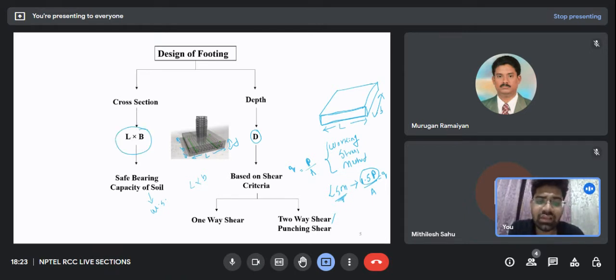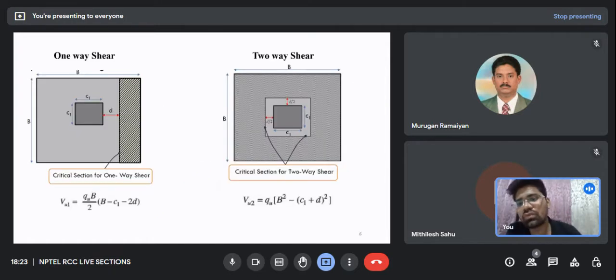Now let's learn to evaluate the one-way shear and the two-way shear. Since it is shear, we should first know what the critical sections are. According to IS code, for one-way shear the critical section is at a distance of D from the face of the column, whereas in two-way shear, the critical section is at a distance of D by 2 from the face of the column.